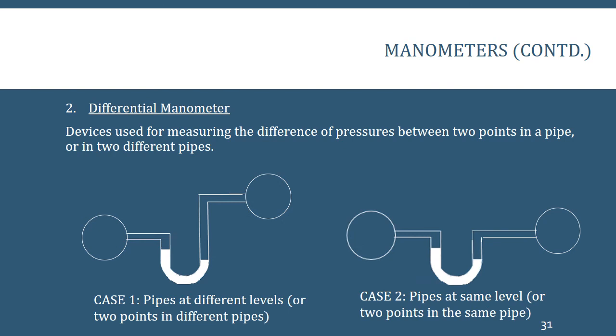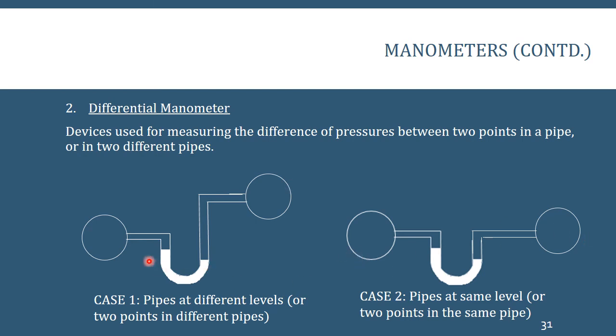So devices used for measuring the difference of pressure between 2 points in a pipe are known as differential manometers. And here we have case 1. You can see that the pipes are at different levels. And here you can see that the pipes are at the same level.